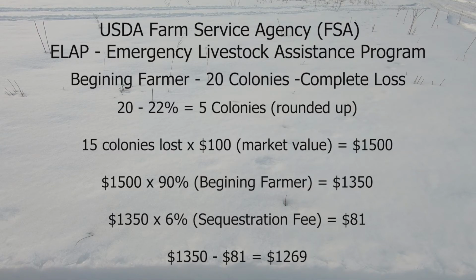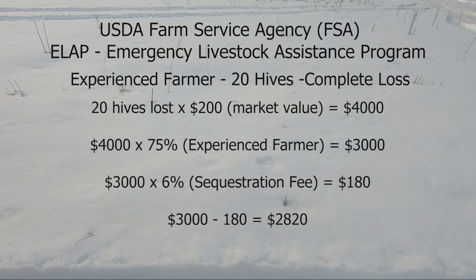Let's look at a hive loss next. This next example will be an experienced farmer. We're going to call it 200 hives, complete loss, tornado, flood, whatever. The hives are gone or destroyed. So 20 hives lost. There's no mortality rate in there. That 22% does not apply. So it's just a straight 20 hives times a $200 market value per hive.